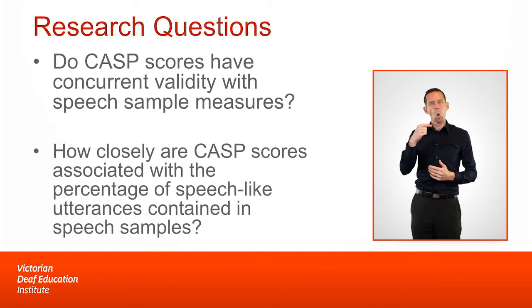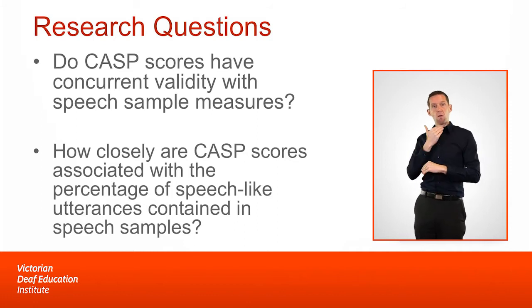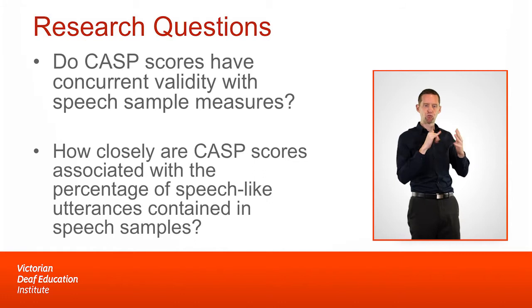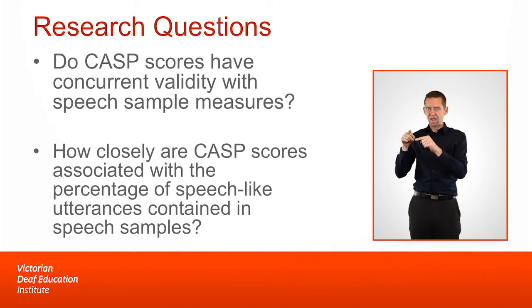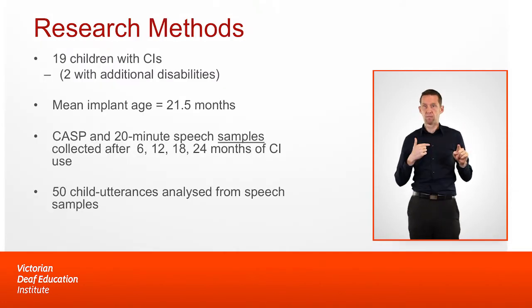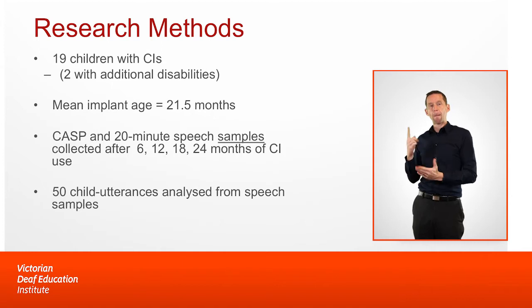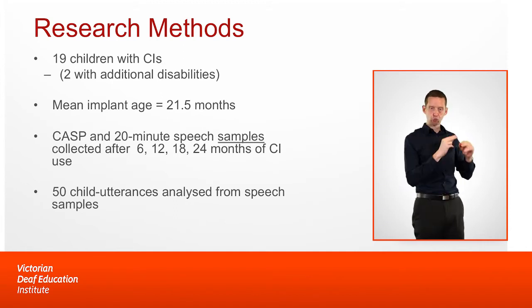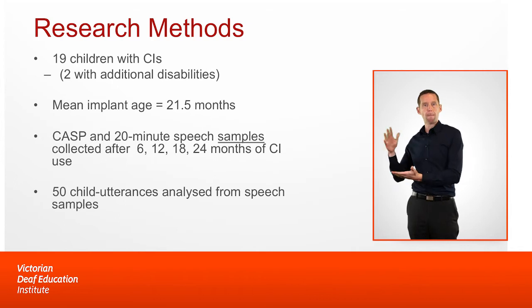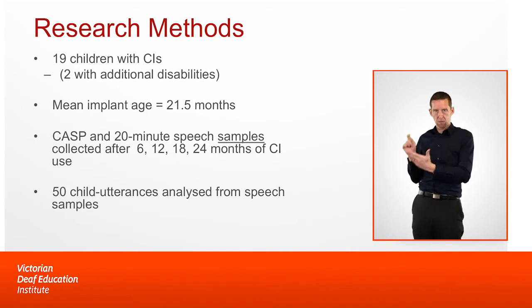All right. So we wanted to know whether the CASP could be as effective in evaluating vocal development as speech sampling. So we asked, do they have concurrent validity? And how close are CASP scores associated with the percentage of speech-like utterances in speech samples? So to do that, we had 19 children with cochlear implants. 2 of them had additional disabilities. They were implanted about 21 months of age, on average. And we collected CASP and speech samples at 6, 12, 18, and 24 months of cochlear implant use. And then 50 child utterances were analyzed from these speech samples.